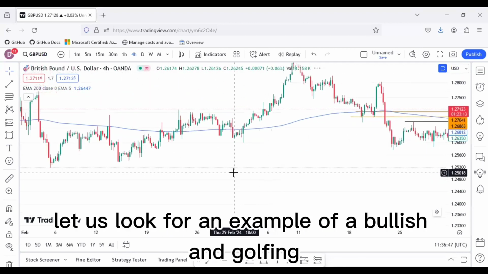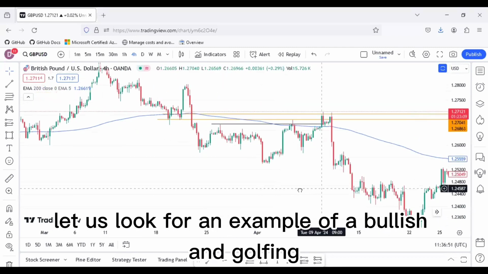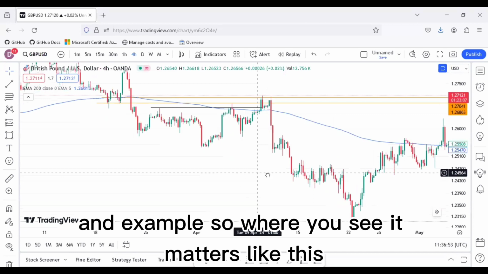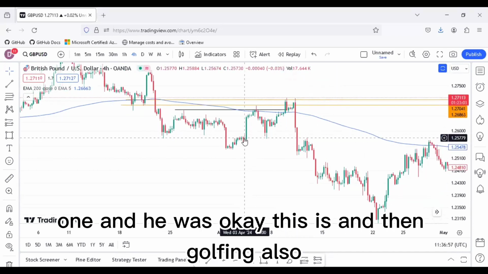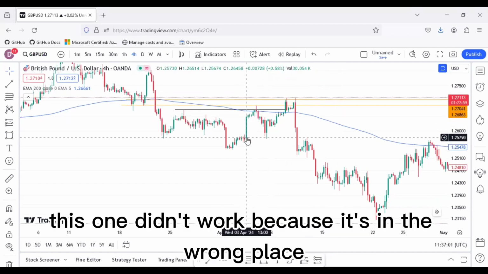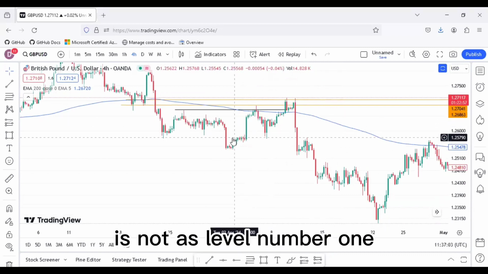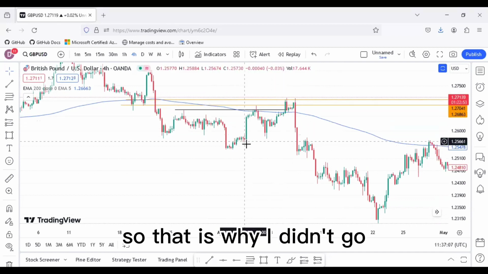Now let us look for an example of a bullish engulfing. An example. So where you see it matters. Like this one now, you will say, okay, this is an engulfing also. How come this one did not work? This one didn't work because it's in the wrong place. It's not at a level, number one, and it's not in the direction of the market. So that is why it didn't work.